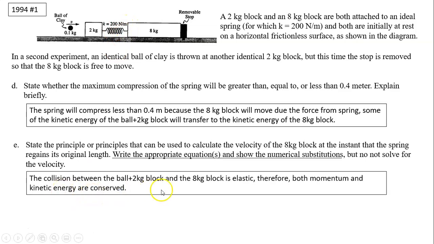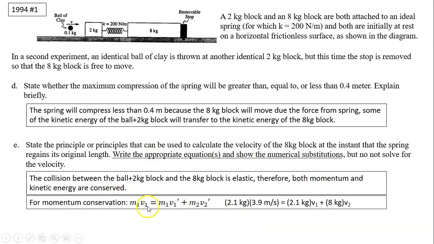In an elastic collision, both momentum and kinetic energy are conserved. But you'll have to write the equation. Momentum is conserved means P before equals P after. P before is the 2 kilogram block plus ball times its velocity, which is 3.9 meters per second, equals the momentum after. So again, this is the 2 kilogram block plus ball times v1, the velocity of the first one, plus the 8 kilogram block times v2. So in this equation, you have to solve for v2.